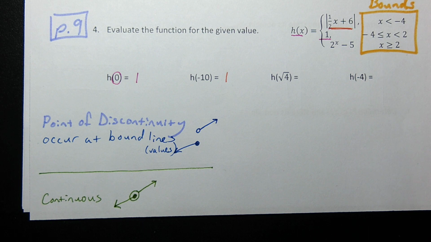Now, looking at the next one, if you're like, I don't see square root of 4 anywhere in those bound statements, what is the square root of 4? Just 2. So remember, we don't include a plus or minus here because I'm just including the principal root. So this is really asking what h of 2 is.